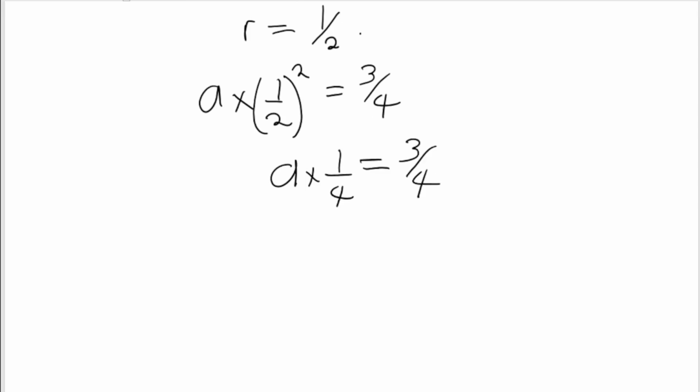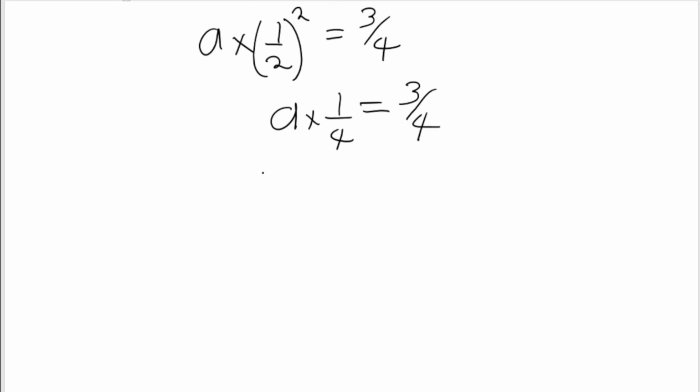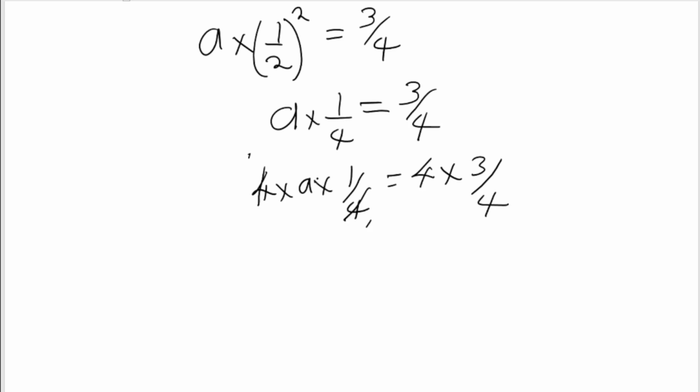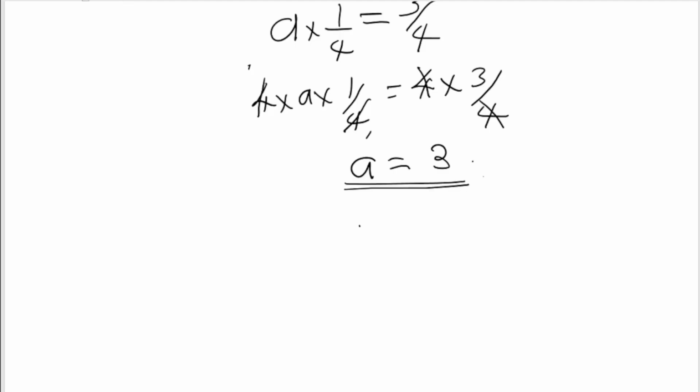Then to find our a, we multiply throughout by 4. So 4 times a times 1 over 4 is equal to 4 times 3 over 4. And so this 4 here and that 4 will divide. Okay, so we'll have 1 times a, it's a, is equal to this 4 and that 4 will divide, and we'll have 3. So this is our first term. So this is our a value that we've just calculated.